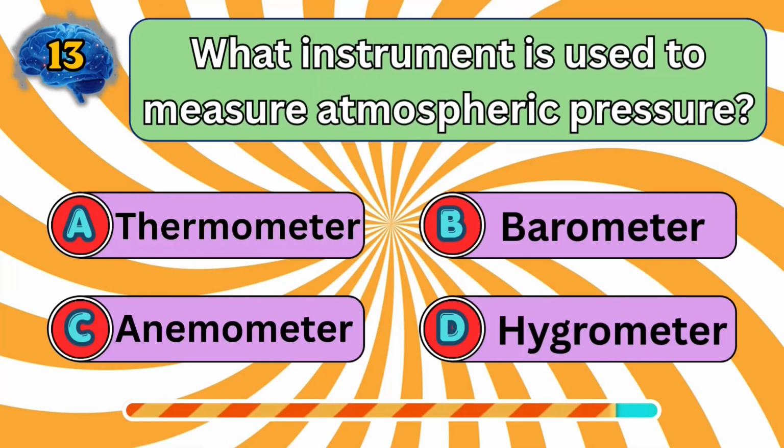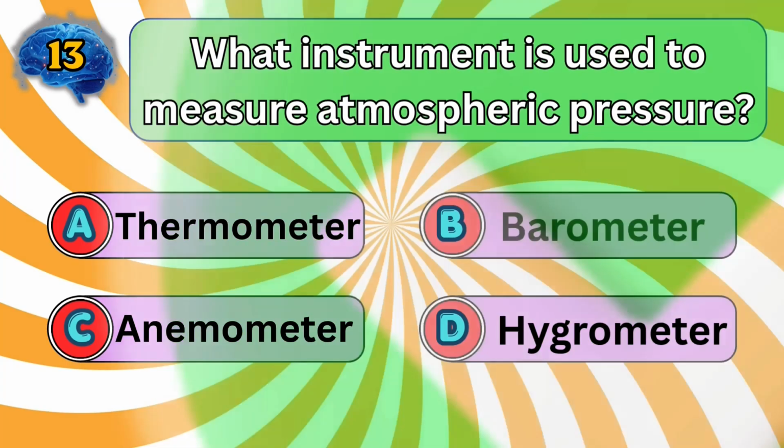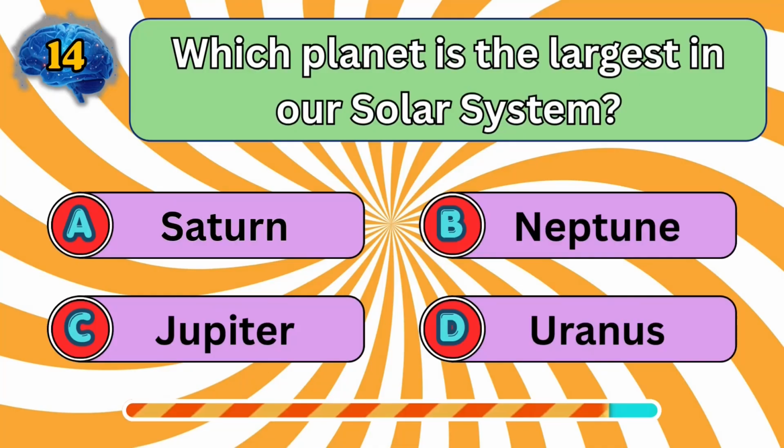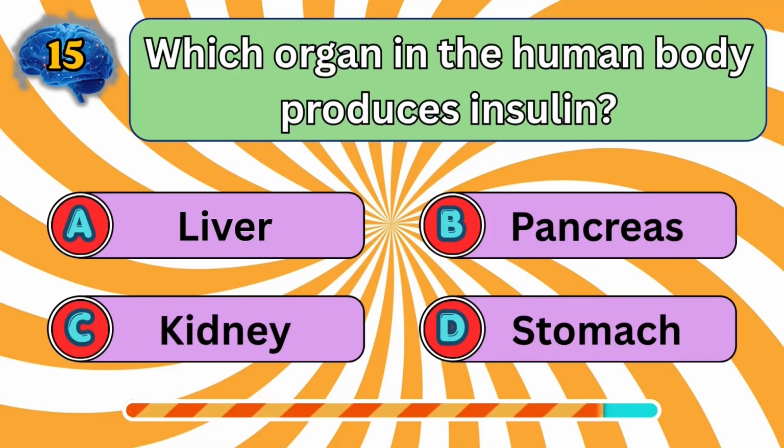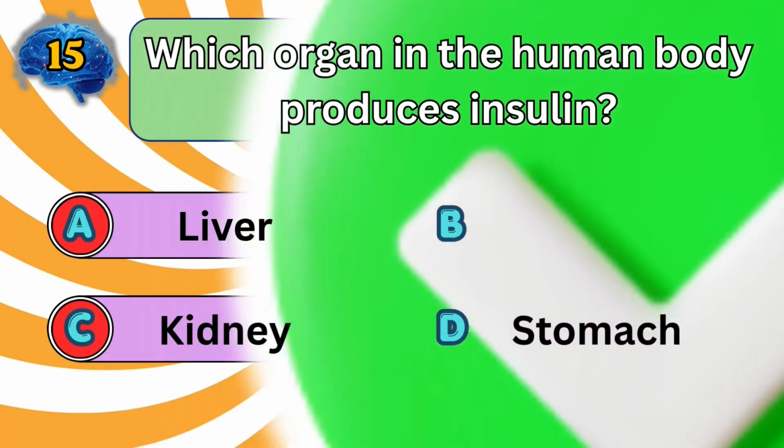What instrument is used to measure atmospheric pressure? Barometer. Which planet is the largest in our solar system? Jupiter. Which organ in the human body produces insulin? Pancreas.